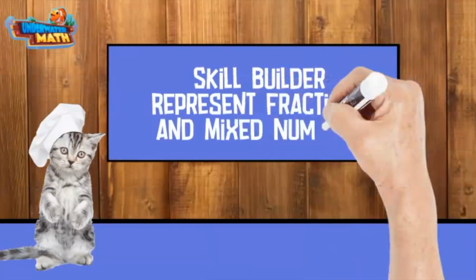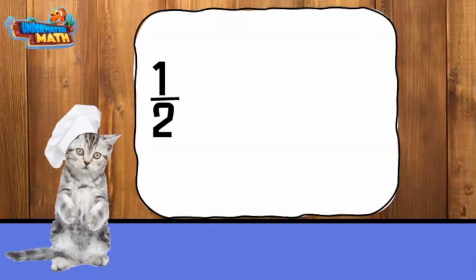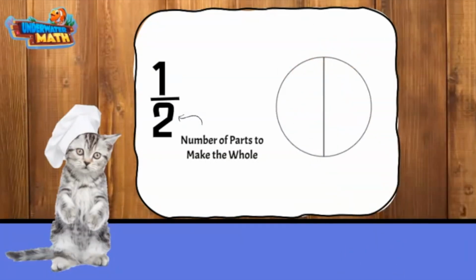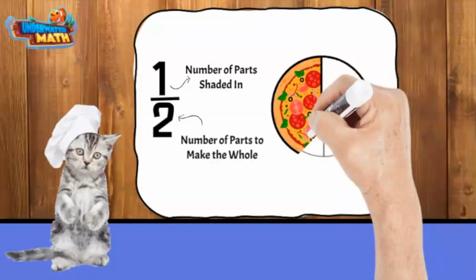Today's skill builder is representing fractions and mixed numbers. A fraction has a denominator. The denominator represents the number of parts it takes to make the whole. This fraction has two parts to make the whole. It looks like this. The numerator represents the number of parts shaded in. This fraction has one part shaded in.